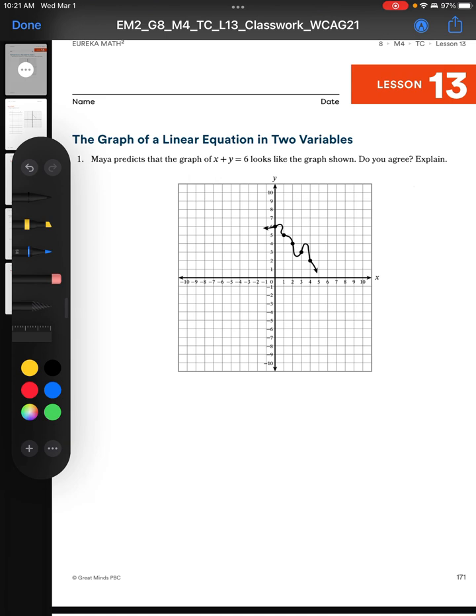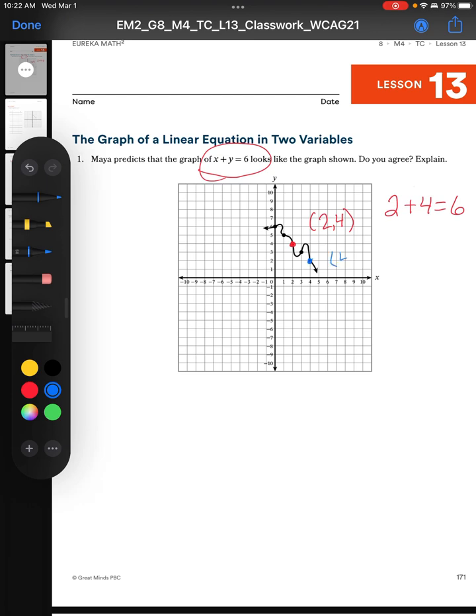What do you think? Do you think this graph matches with the equation? Well, let's test a few points. If I just pick out this point, that is the point (2, 4). So into the equation, instead of writing x, I'll write 2. Instead of writing y, I will write 4. Does 2 plus 4 equal 6? Yeah, it does. Let's try another point.